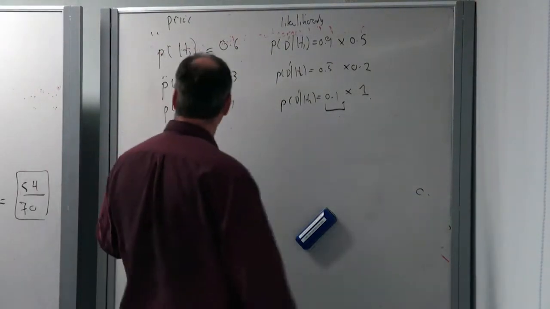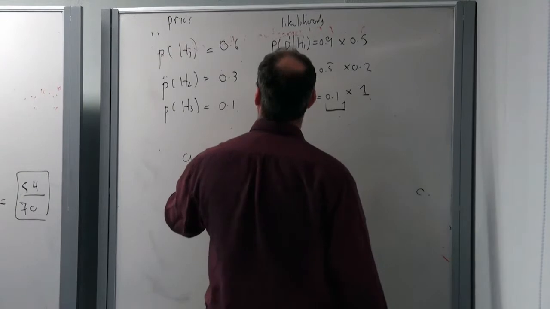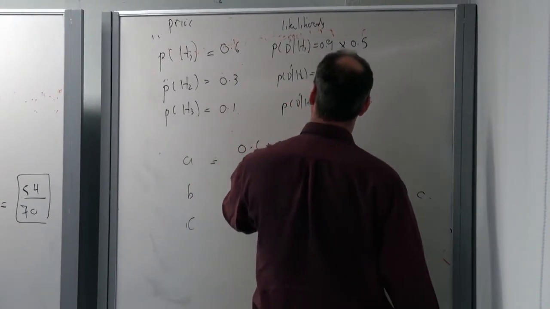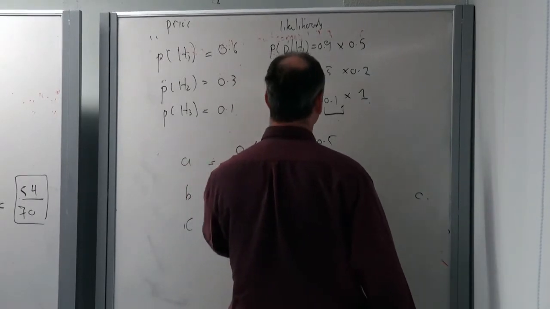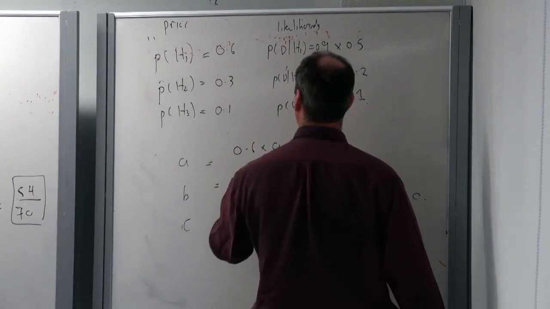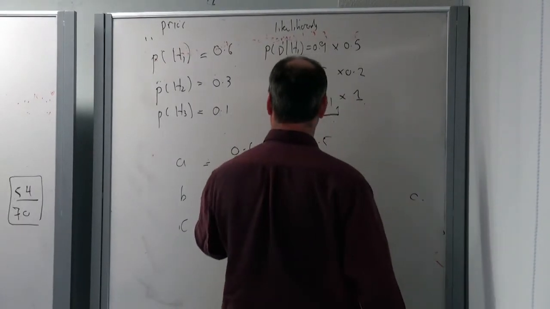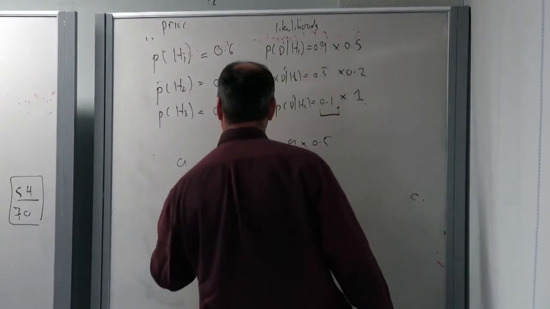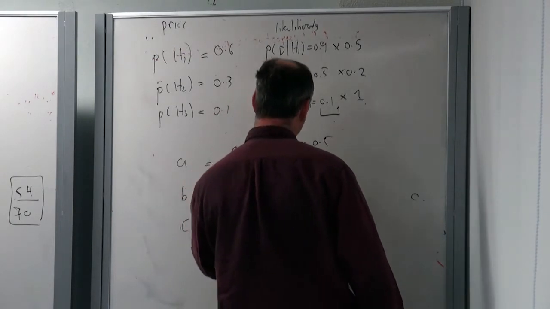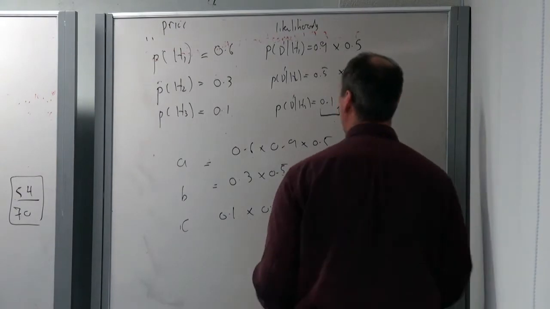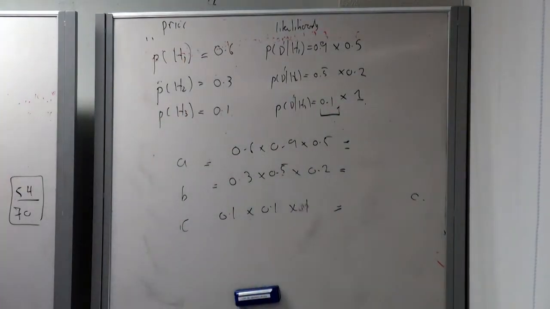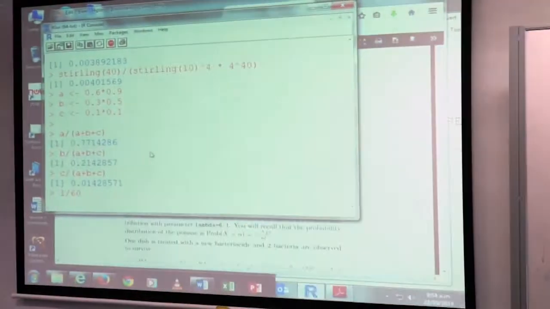So let's work out A, B, and C now. That's going to be 0.6 times 0.9 times 0.5, 0.3 times 0.2 times 0.3 times 0.5 times 0.2. That's 0.1 times 0.1 times 1. All right, so we just multiply those throughout. So you don't need to reproduce the equation as such, you just need to understand how it works. That's all I'm really looking for.